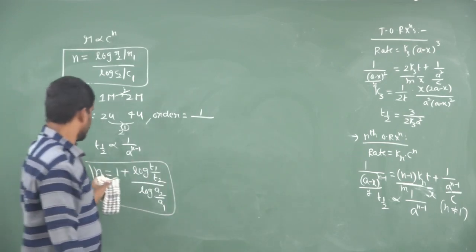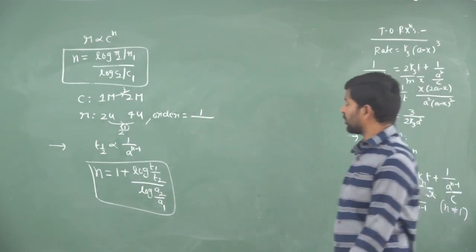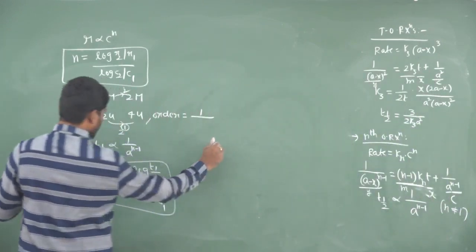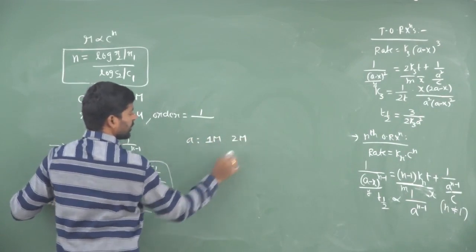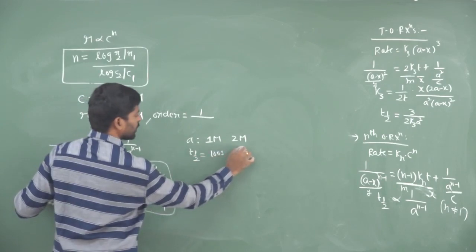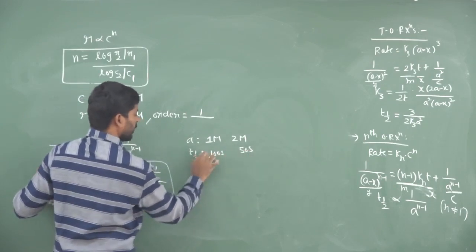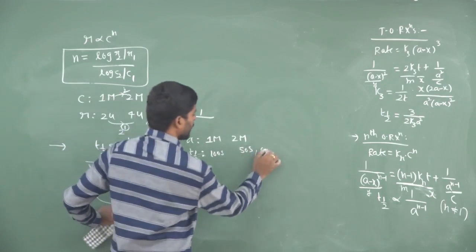And n is equal to 1 plus log T1 by T2 by log A2 by A1. For example, t half versus A data is given like this. A is changing from 1m to 2m, and half-life is changing from 100 seconds to 50 seconds. What is the order of the reaction?